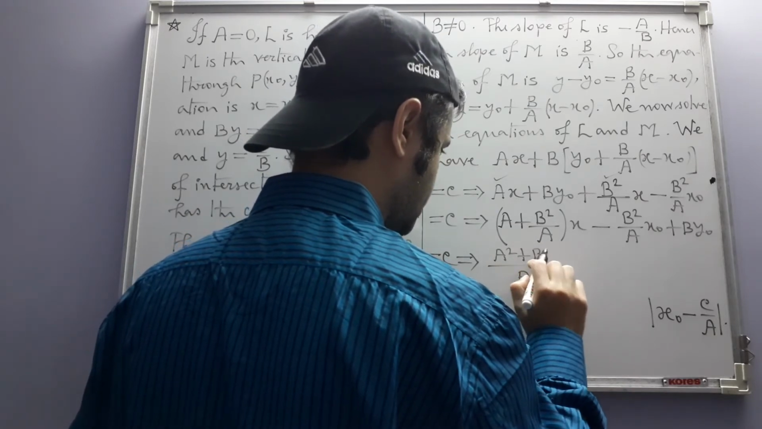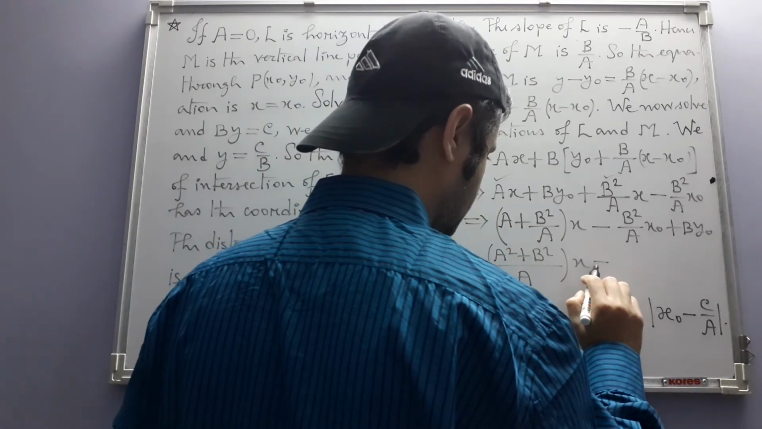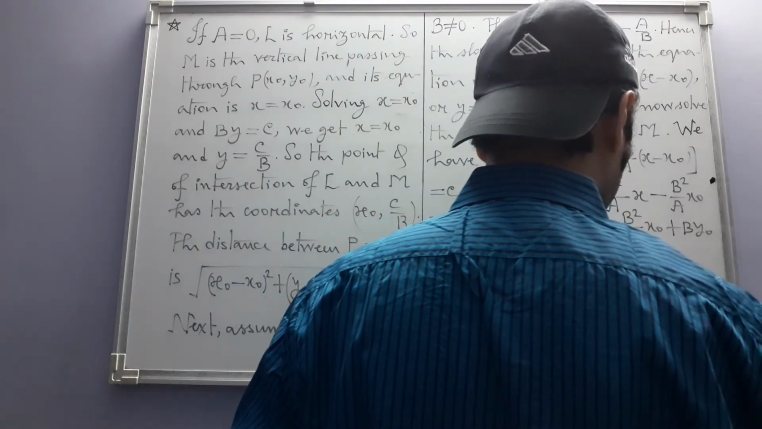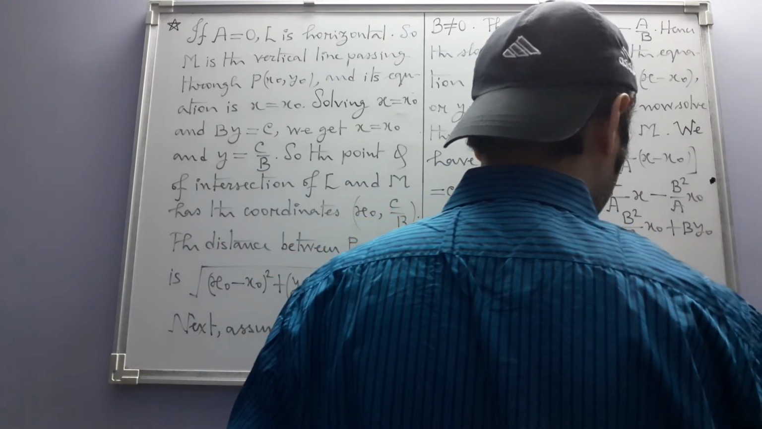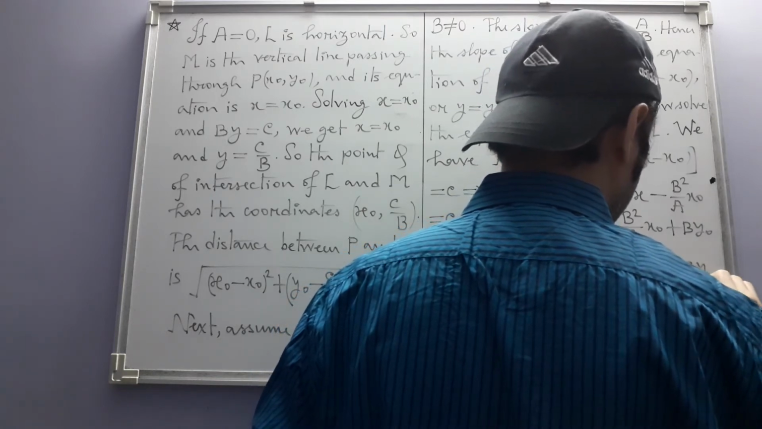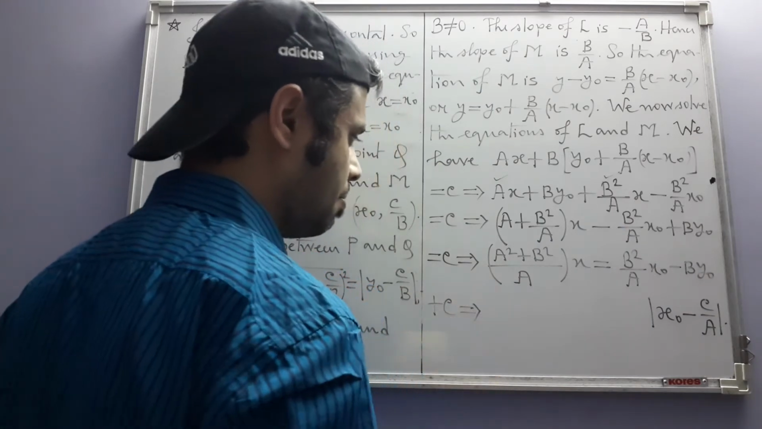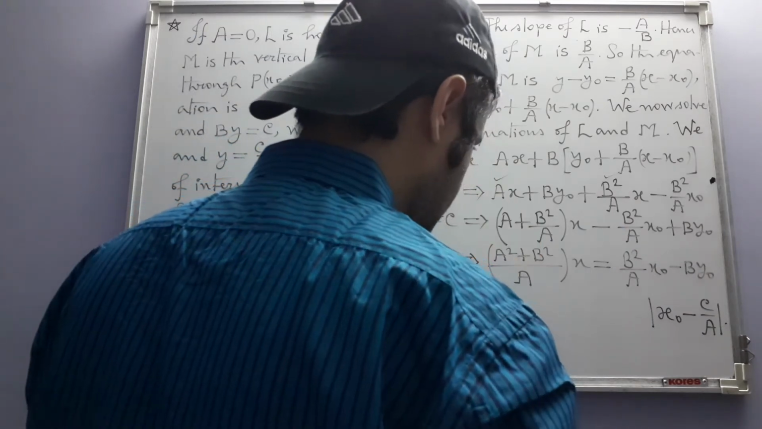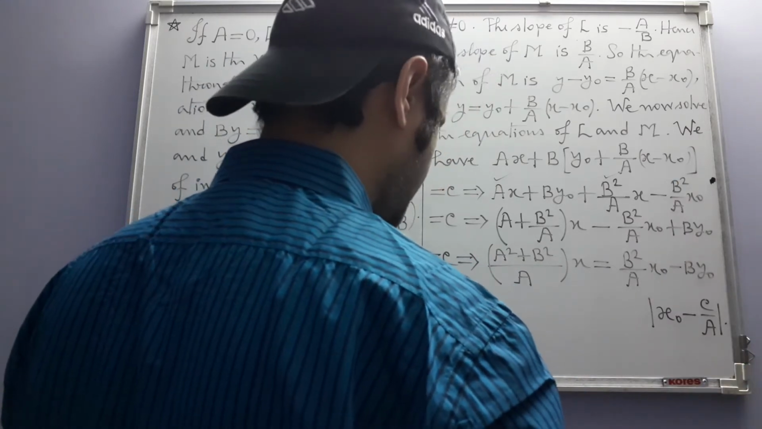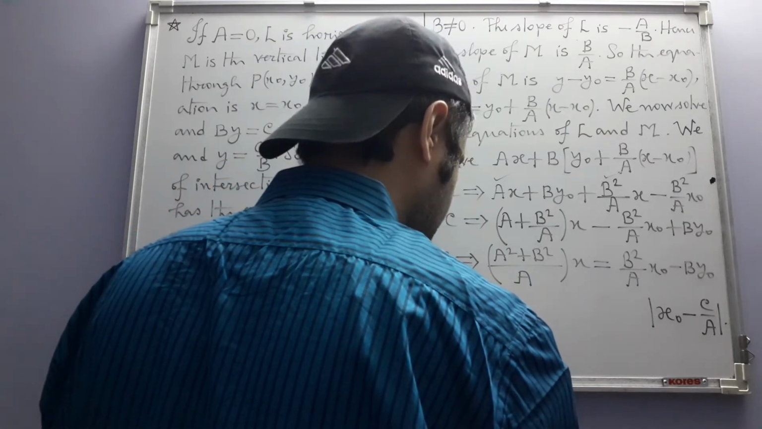A square plus b square x is equal to, if we take the things on that side, we get b square divided by a x naught minus b y naught plus c. Now if we multiply on both sides by a, what do we get?